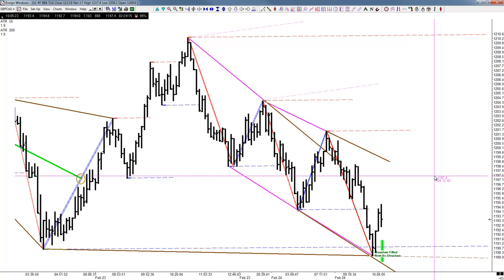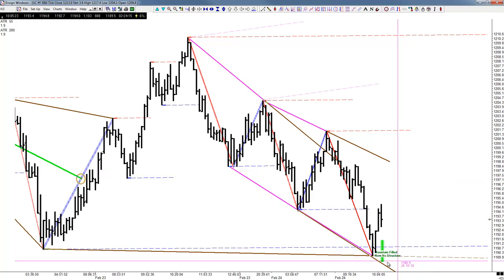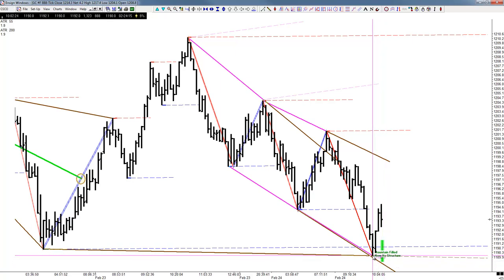We more than filled the mountain, but we're forming a leg up. Is it worth spending a stop? Now, the ATR is 2. You don't need to be much bigger than the ATR, because if you go at all, very much at all past this low, well, let me finish, Petra.